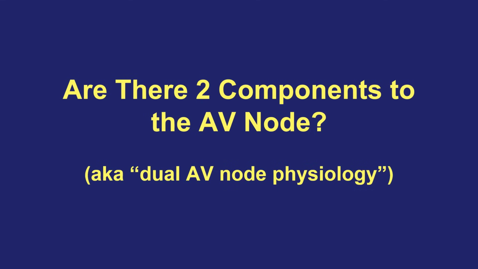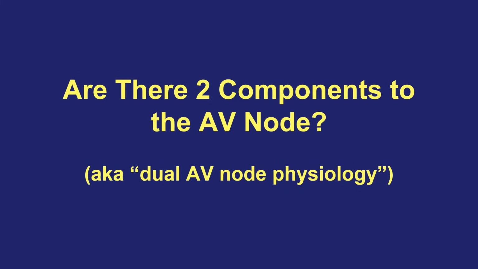Now that we've answered the question of whether there is an accessory pathway in the forward direction and whether there is an accessory pathway in the retrograde backward direction, the next question that you'd ask in an EP study for SVT is whether the AV node has two separate components or not, that being necessary for the AVNRT mechanism of SVT. This is also called dual AV node physiology. How do we figure it out?